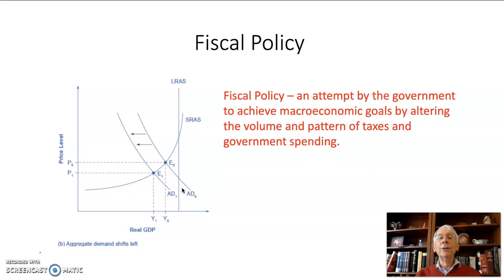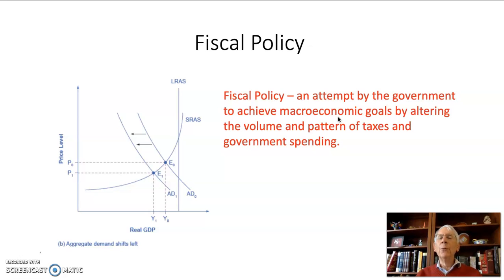Well, that's good because we also have another toolbox, something that's called fiscal policy, not physical. I made a joke before. Okay, fiscal policy. This is when the government tries to achieve macroeconomic goals, GDP, unemployment, inflation, by altering the volume and pattern of taxes and government spending. Wow, that's a mouthful. What does that really mean? What are some examples of fiscal policy?